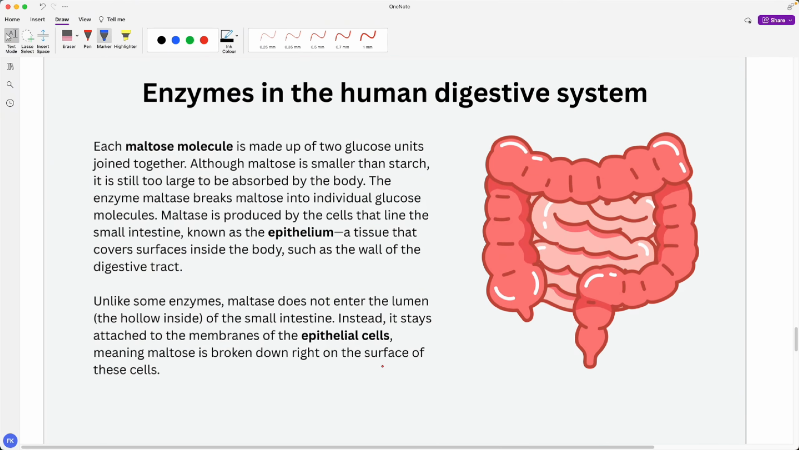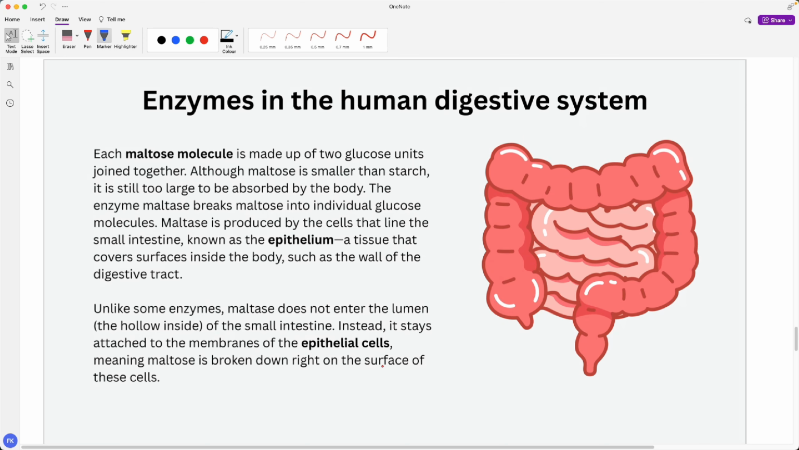Now, each maltose molecule is made up of two glucose units, as I have explained. Although maltose is smaller than starch, it is still too large to be absorbed by the body, right? So the enzyme maltase breaks down the maltose into individual glucose. Maltase is produced by the cells that line the small intestine called epithelium, a tissue that covers the surface inside the body, such as the wall of the digestive tract.